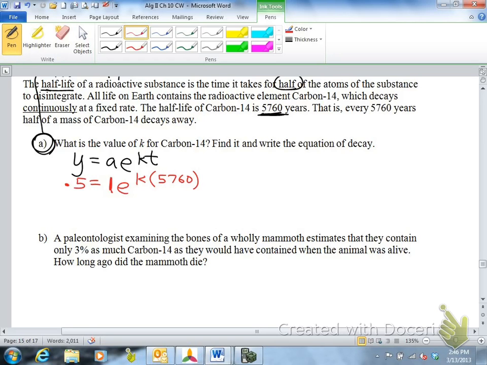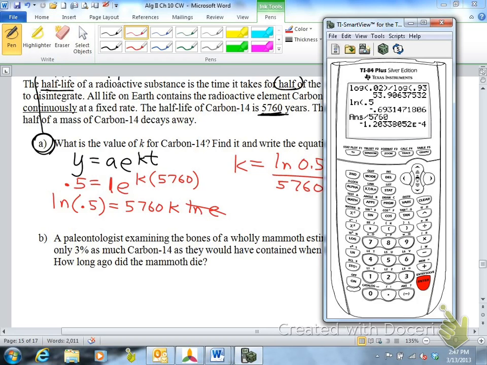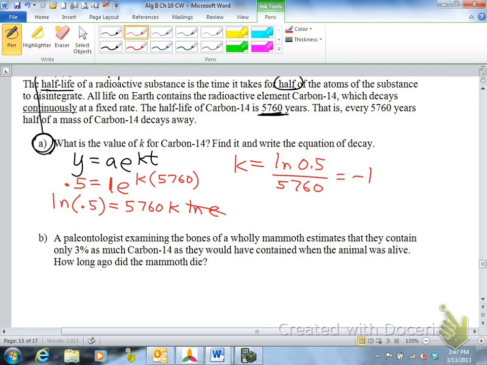And solving this, you divide by 1, it doesn't change anything. You ln both sides: ln of 0.5 equals, bring down the 5760k, ln e, which cancels. So k equals ln of 0.5 divided by 5760. If you do that on your calculator, you'll see your k value. So here's our k value, negative 1.2034 times 10 to the negative 4.